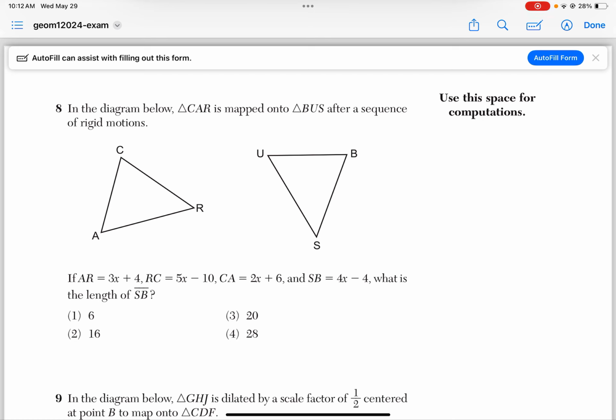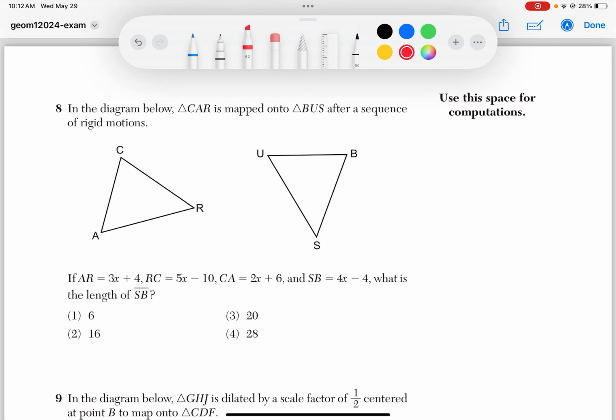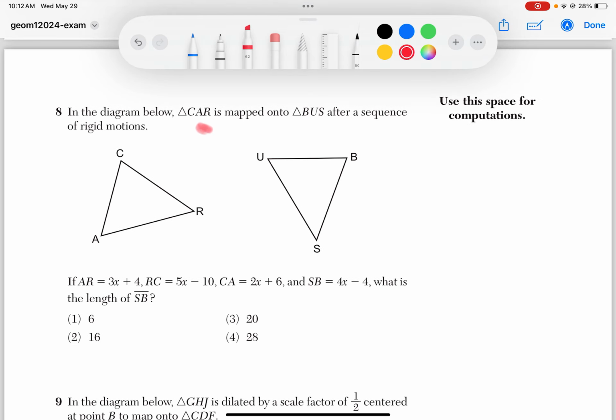Number 8, I take a triangle. I map onto another triangle after a sequence of rigid motions. If I can do that, then I have congruent triangles. When we did, I would translate a triangle and ask if it was the same triangle, and you would say yes. I reflect one, it's the same triangle. I could rotate it, it's the same triangle. So if they're all rigid motions, which is translations, reflections, and rotations, it's the same triangle. So these are congruent triangles.